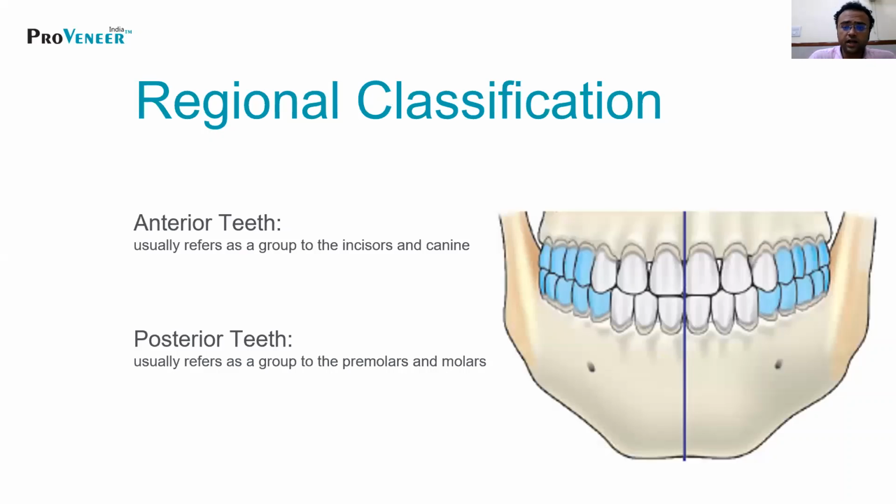Then comes the regional classification. From incisors to canine, these teeth are called the anterior teeth, and the teeth consisting of the premolars and the molars are the posterior teeth.